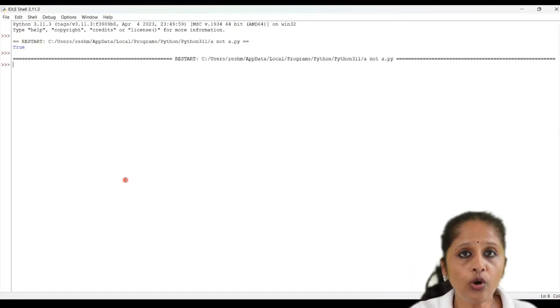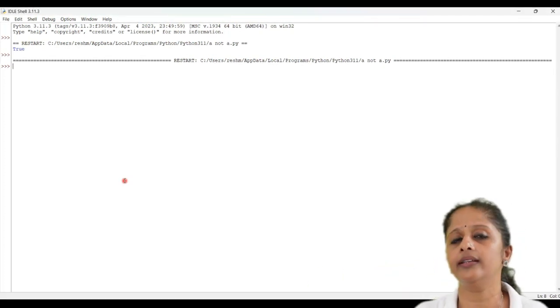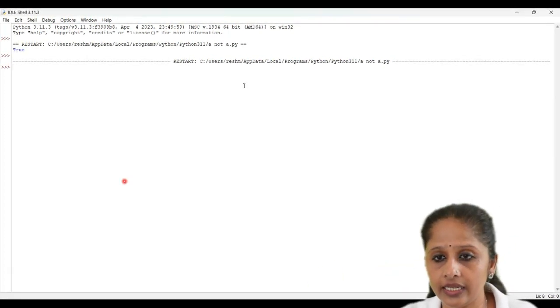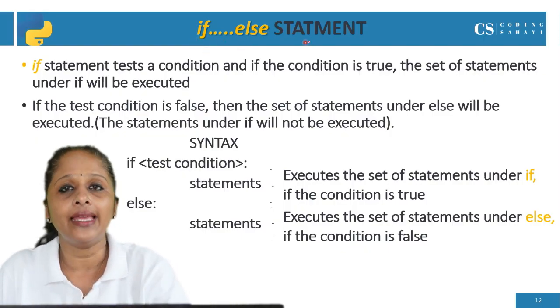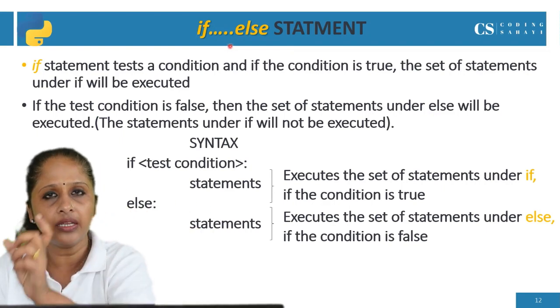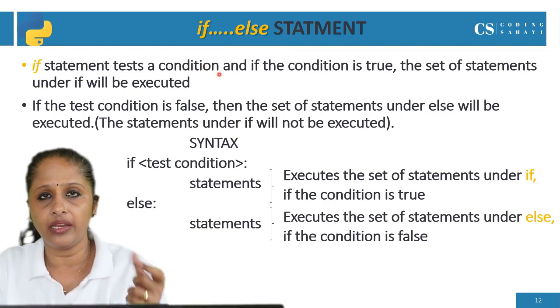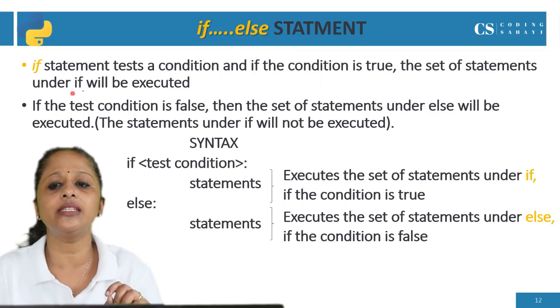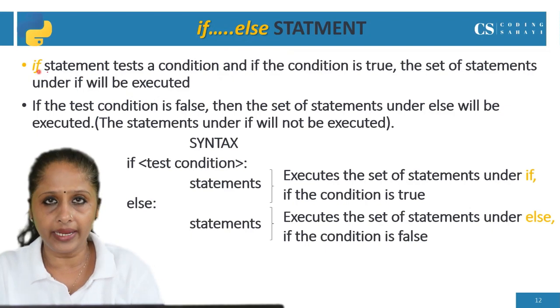Okay. So for that we are using another type of construct, that is our if else. Let's see it. The next type of if statement is the if else statement. That is, if the condition is true, execute the set of statements under if. If the condition is false, then the set of statements under else will be executed.